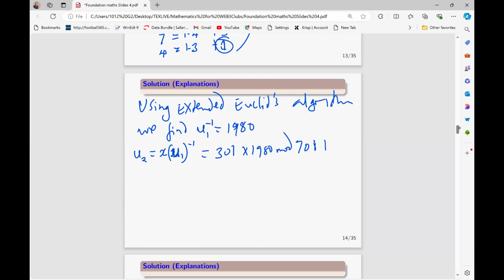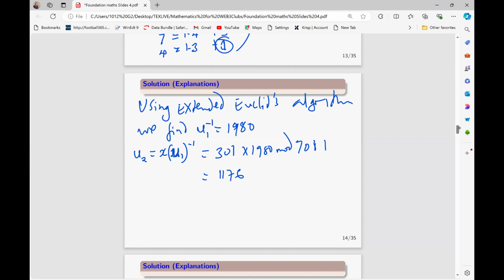So what do we get when we multiply these two? 301 times 1980, and then divided by 7081, it goes there 84 times. The remainder is 1176. So this is your U2.